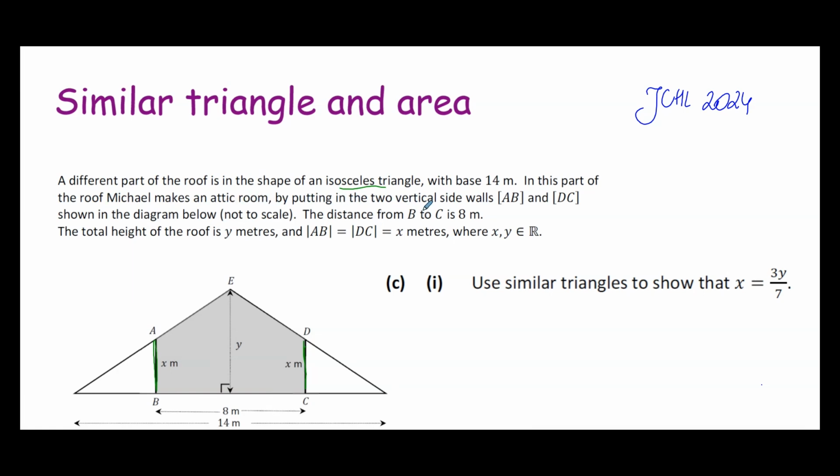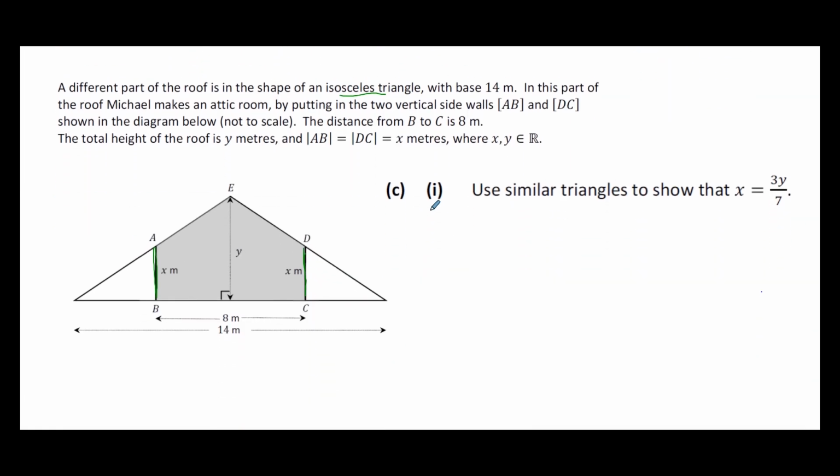The distance from B to C is 8, and we can see that. The total height of the roof is y meters, y. And AB and DC, they are exactly the same. They are equal in length, and the length is x. Okay. So what do we need to do? We need to use similar triangles to show that x is equal to 3y over 7.